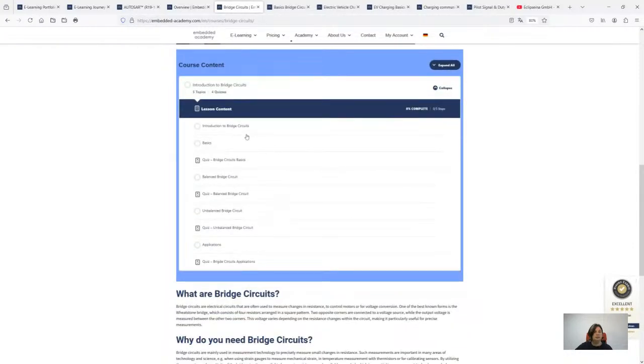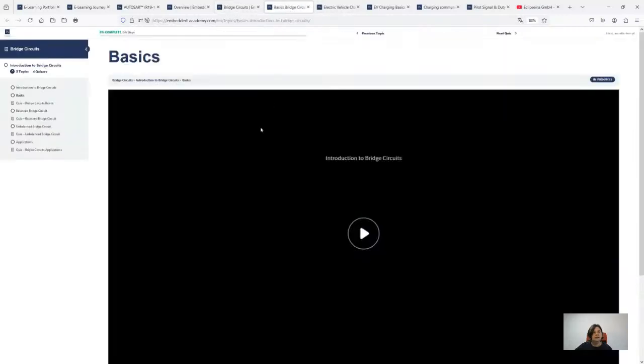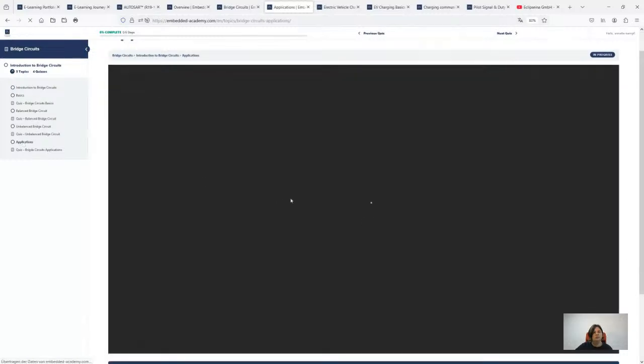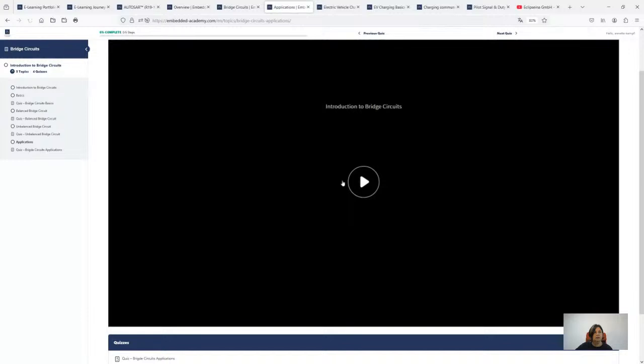And here, like always, you go into the course, and I opened this already. So here you see the bridge circuits course, and we can just start maybe with applications to have just a very short insight on how it's done.